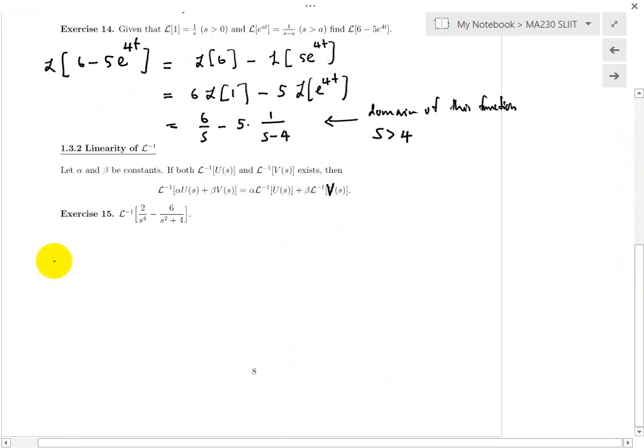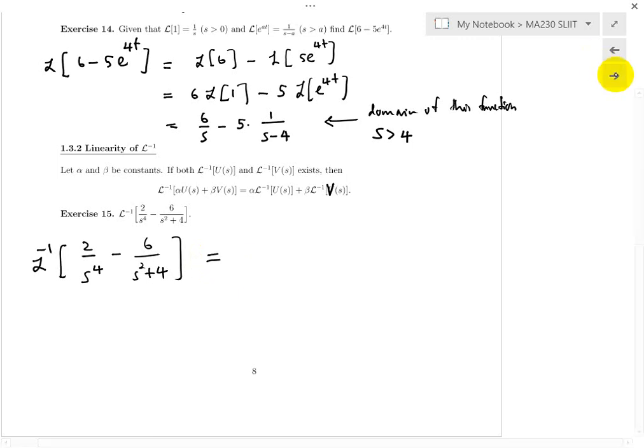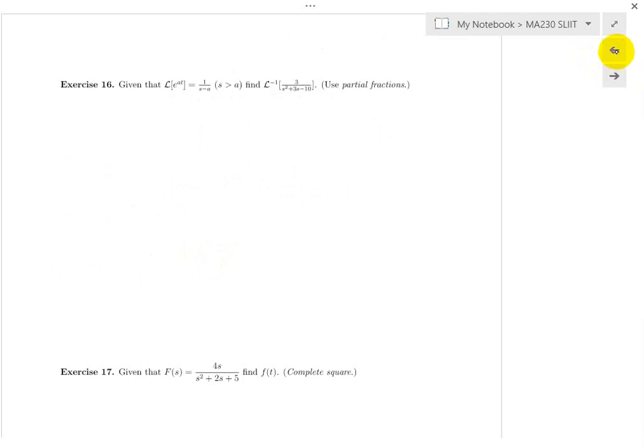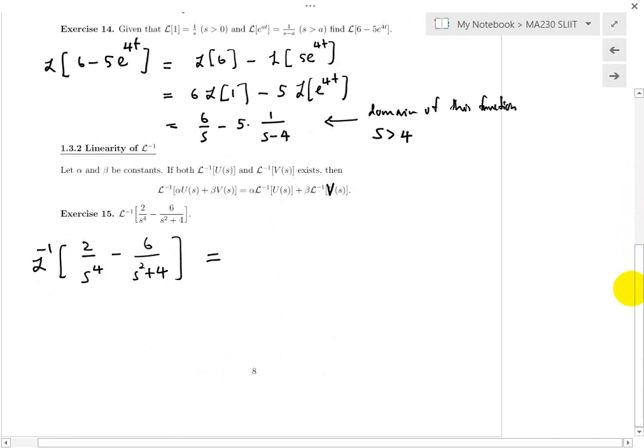So here I am asking you to find the inverse Laplace transform of 2 over s to the 4 minus 6 over s squared plus 4. This is an easy question, you can use the table. Can you take a minute and find the answer? If you are done, you can try the other two questions as well. You may want to use the table. So take a small break, 5 minutes.